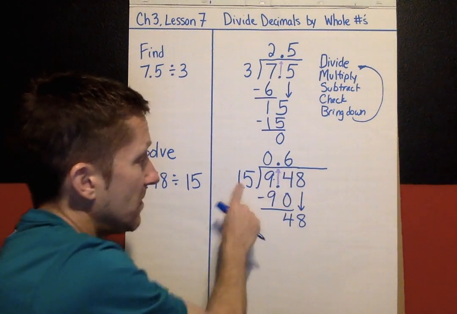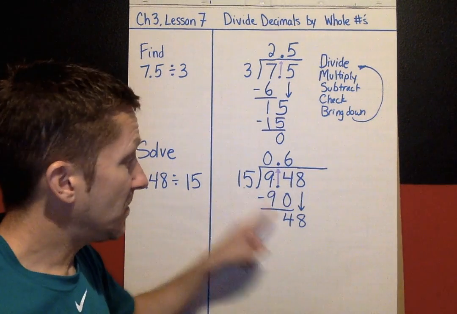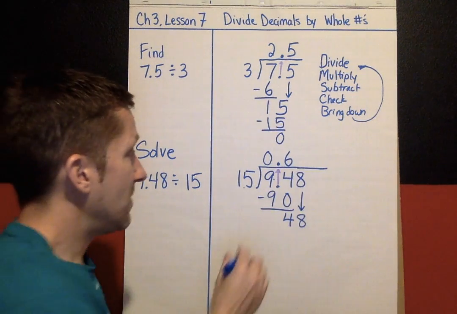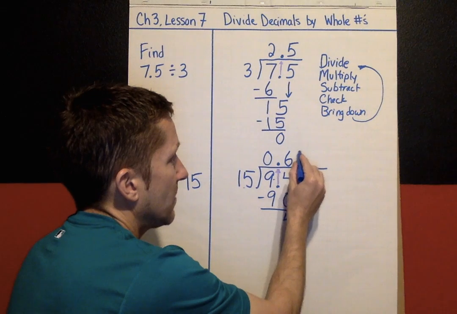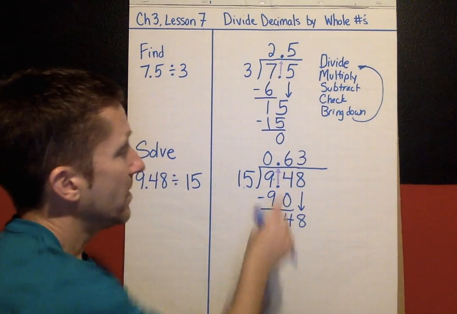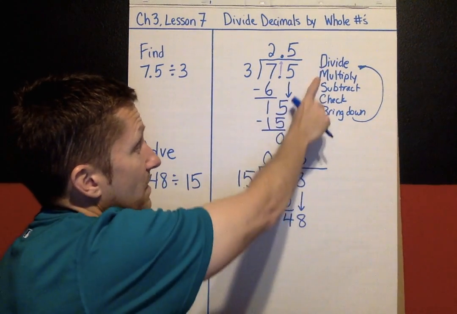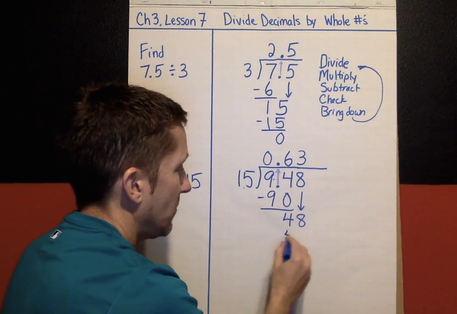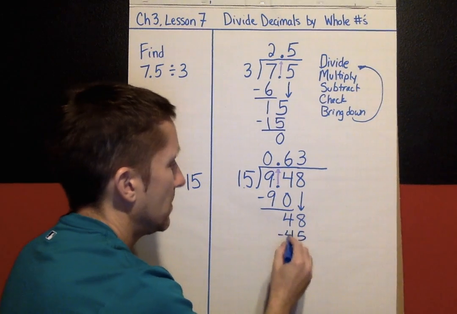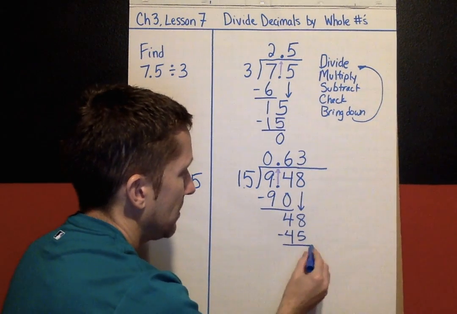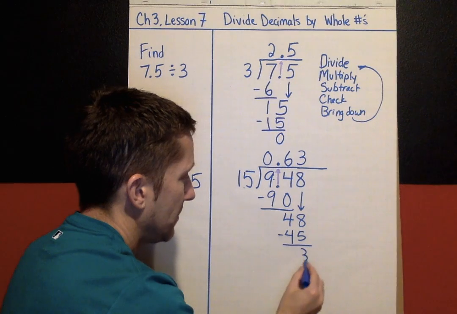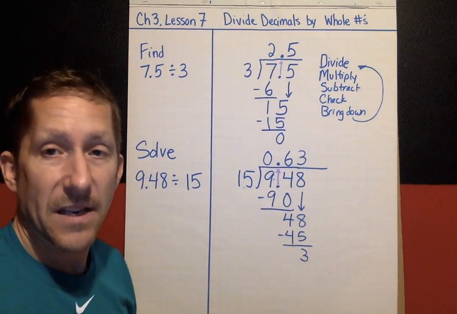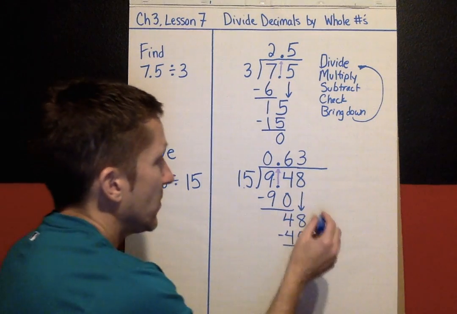Back to the top. Divide. How many times does 15 fit into 48? I can look at my 15 row, see that it fits 3 times. I'm going to write a 3. That was the divide. Multiply. 3 times 15 is 45. Subtract, and we get 3. Check. Is 3 smaller than 15? It sure is. So I can bring down.